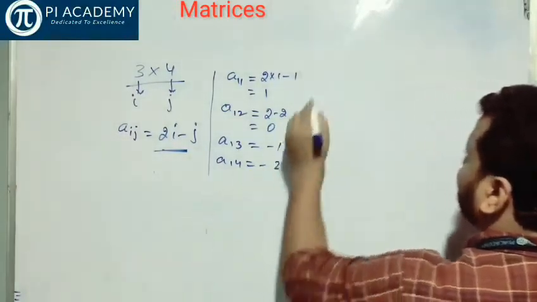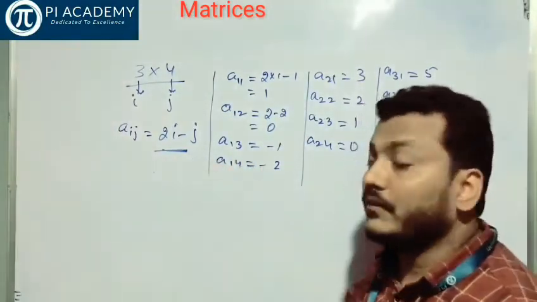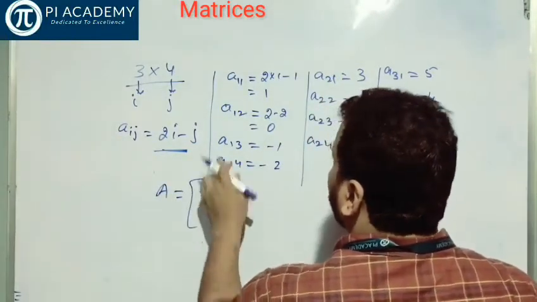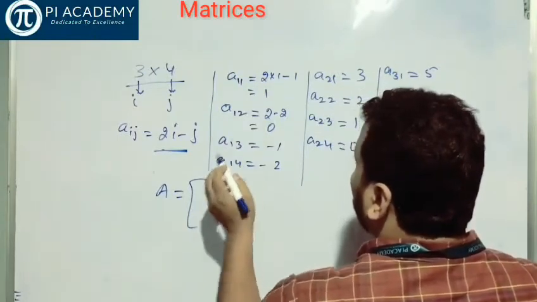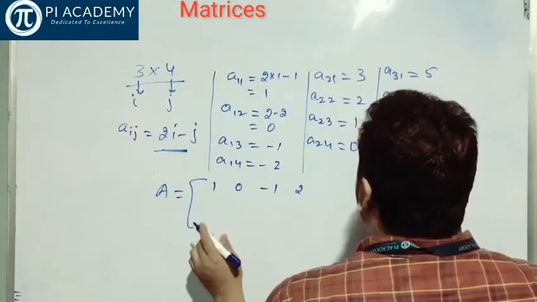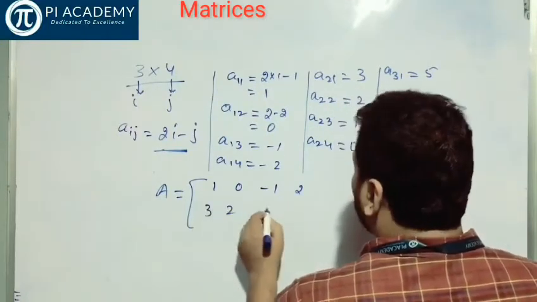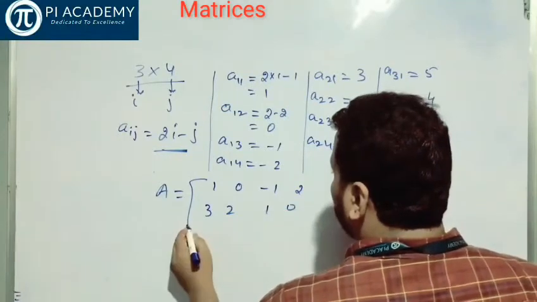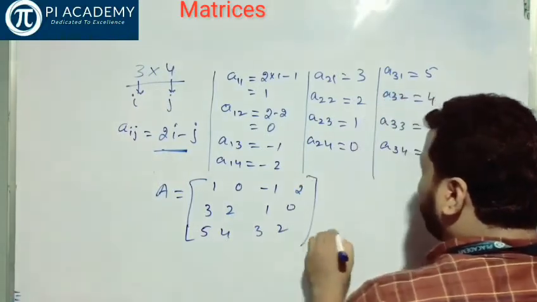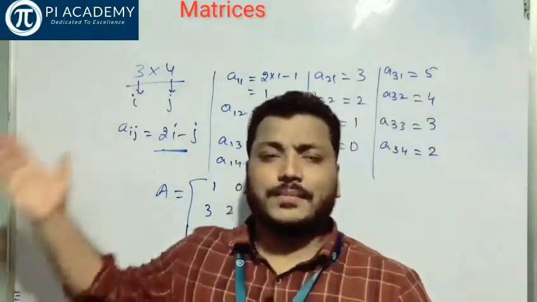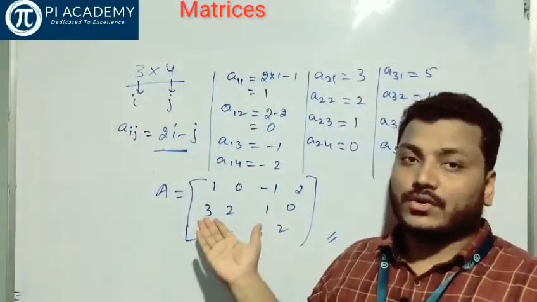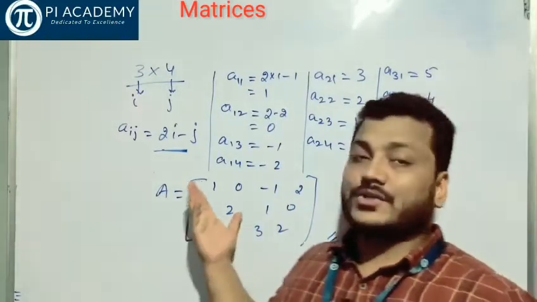Now we'll find the rest. Using this we will form the matrix. Let me just name it matrix of 1. So first row, first column is 1. First row, second column is 0. Next are minus 1 and minus 2. Second row: 3, 2, 1, 0. And the third row is 5, 4, 3, 2. So this is the way to form the matrix. For 3 by 4, or any order they have given, with their condition, just substitute and you can find the elements for the respective rows and columns. Hopefully you have understood this one.